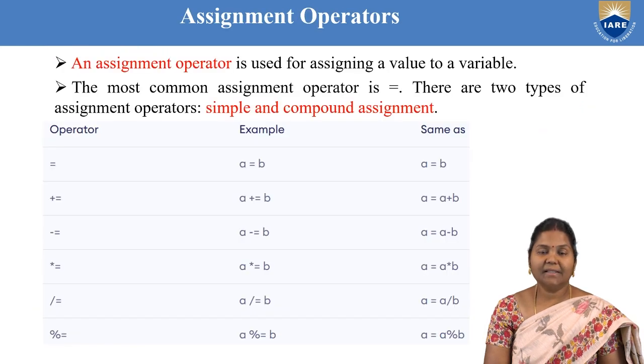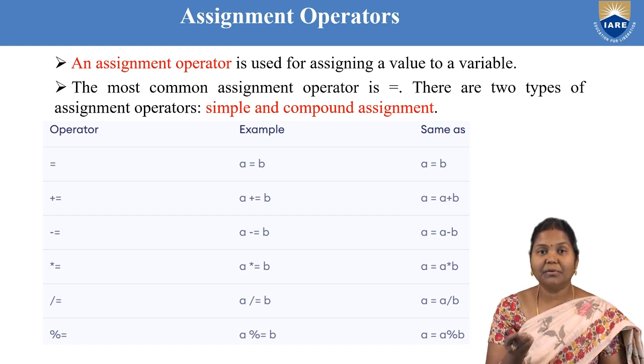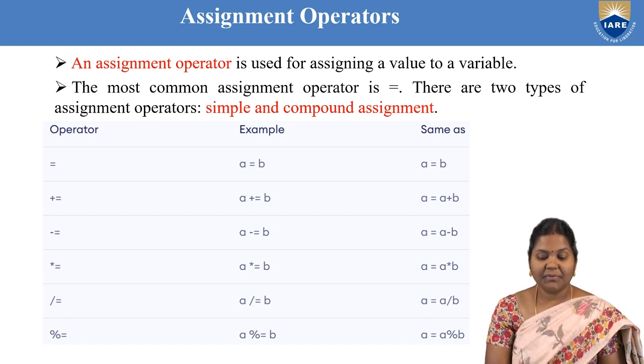Then the next category of operators is called assignment operators. Now, assignment operators are normally used to assign a value to a variable. So, the most common assignment operator is the equal to symbol. Normally the assignment operators are of two types. One is called simple assignment and the other one is called compound assignment. Now, the equal to symbol is called a simple assignment operator, whereas whenever the assignment operator equal to is combined with either arithmetic operators or bitwise operators, then it is called the compound assignment operator.